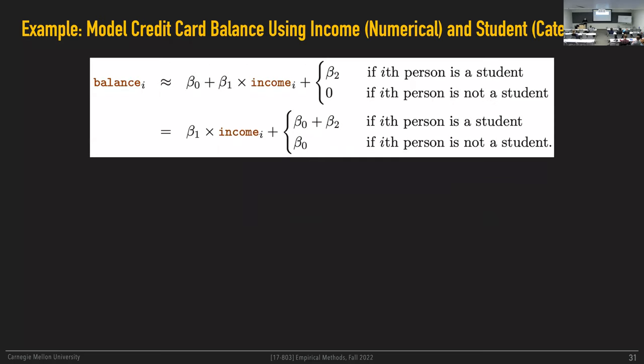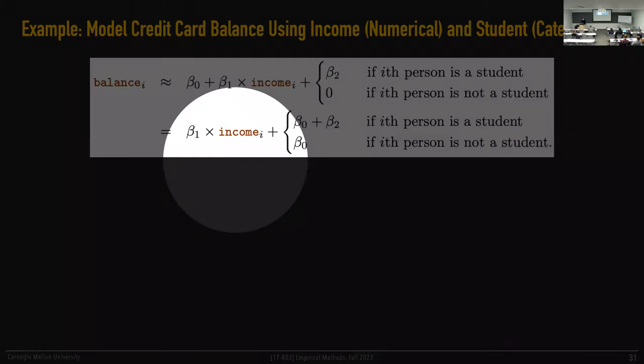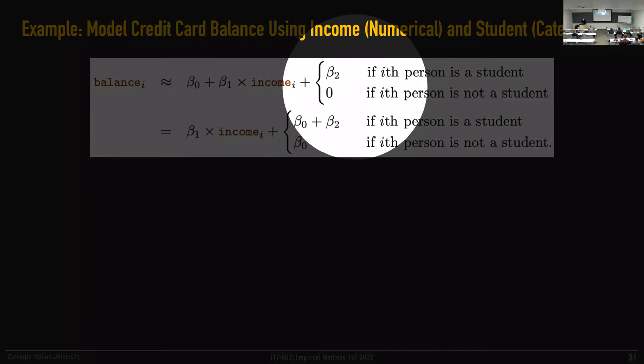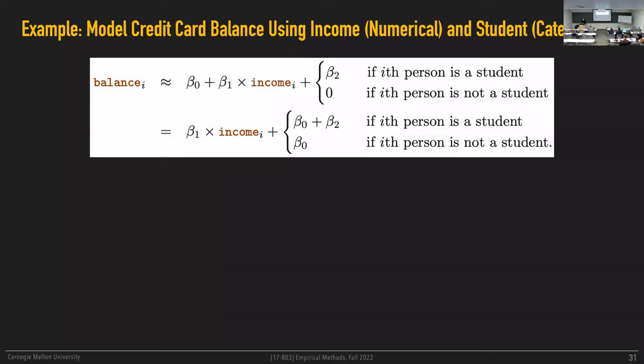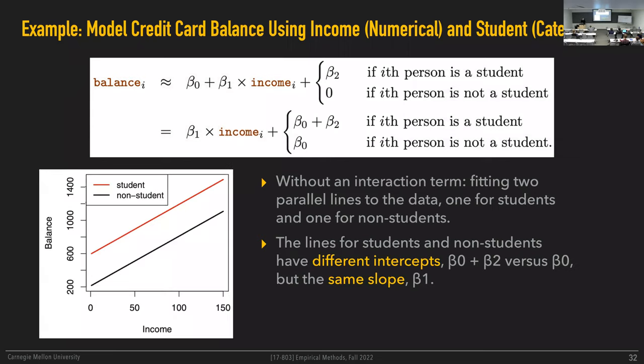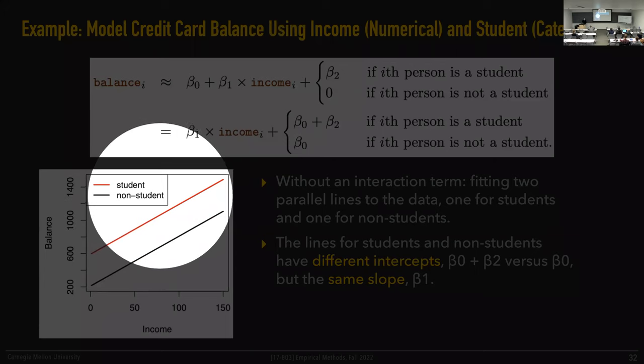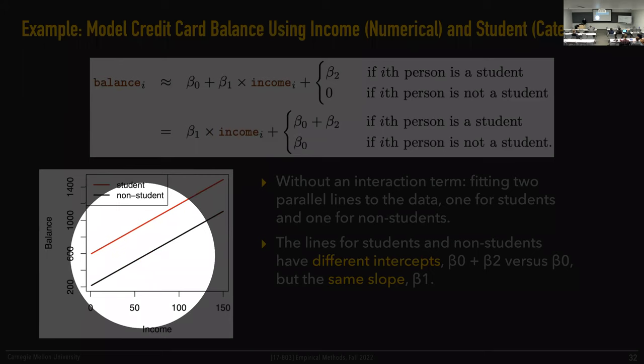Okay. So here's what happens. Let's say we want to model credit card balance using two variables: income, a numerical variable, and whether you're a student or not, a categorical variable. You express credit card balance as some intercept plus beta one times your income plus, say, beta two if you're a student, or zero otherwise. If I plot this, you could see two regression lines here. If you're a student, that's the red line, the one on the top. If you're a non-student, that's the blue line, the one on the bottom.